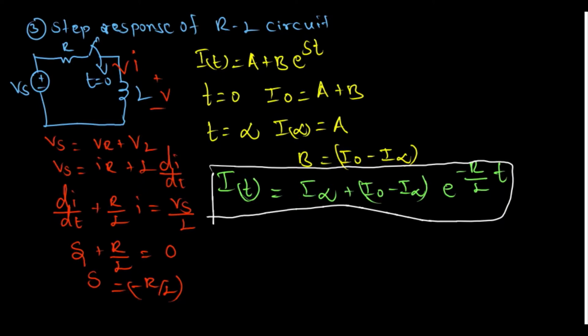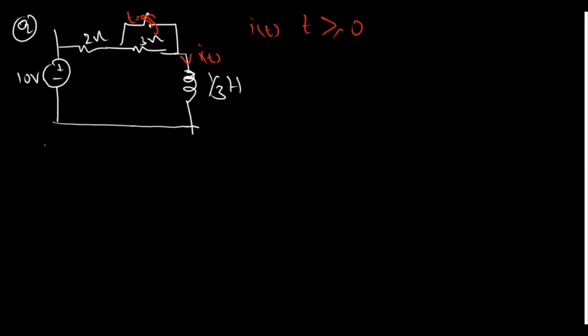We already know the answer for the step response of the RL circuit: I(t) is equal to I infinity plus I naught minus I infinity into e to the power minus R over L into t. So to find I(t), we need to find I naught, I infinity, R and L.